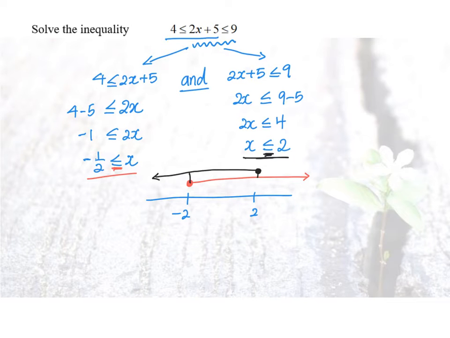And where are the portions that satisfy both inequalities? Therefore, if I consider the two conditions, my x value will be in between negative half and 2, and the sign to put is less than or equal to. So this will be the final answer.